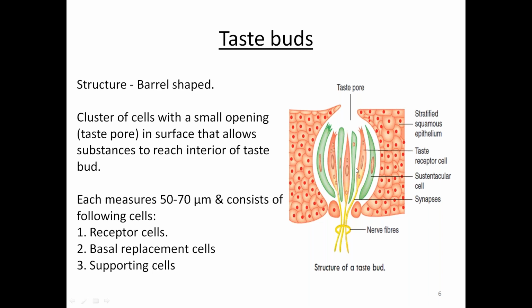Each taste bud measures about 50 to 70 micrometers in diameter and consists of the following cells. So which are those? Receptor cells, basal replacement cells, and supporting cells. Now let's learn a little bit about each of these kinds of cells.